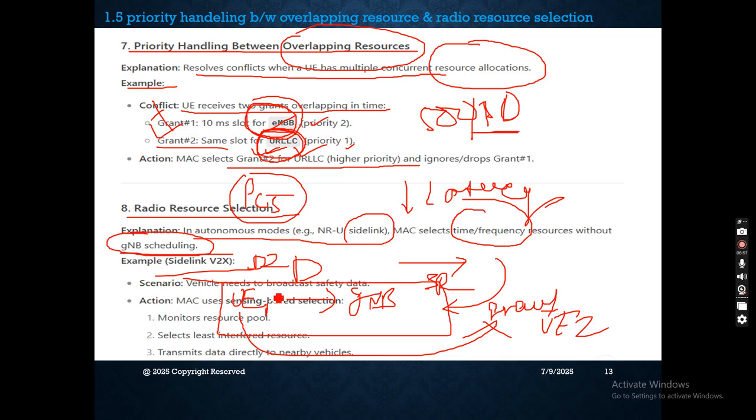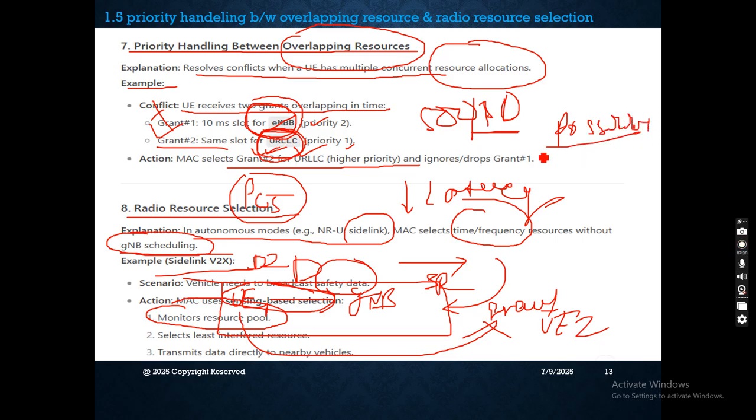Now let's move on. The scenario: a vehicle needs to broadcast safety data. What will MAC do here? MAC will use sensing-based selection. It will sense the data and then monitor the resource pool. What does it mean? As we have discussed, you will not wait for the gNodeB scheduling to allocate the resource. Then what are the possibilities? There are only two possibilities. Let's discuss them.